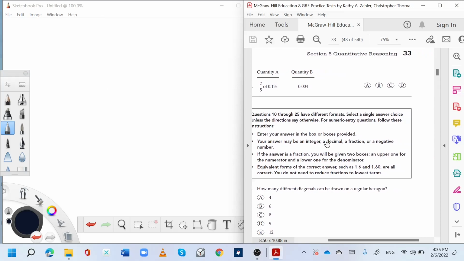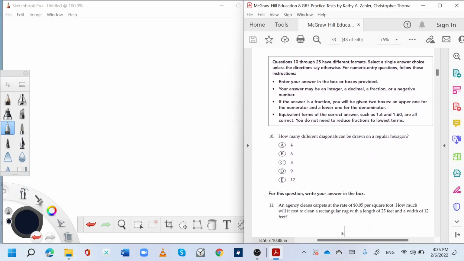All right, maybe they'll get more difficult here. Questions 10 through 25 have different formats. Select a single answer choice unless the directions say otherwise. For numeric entry, questions follow these instructions. Enter your answer in the box or boxes provided. Your answer may be an integer, decimal, fraction, or negative number. If the answer is a fraction, you will be given two boxes, an upper one for the numerator and a lower one for the denominator. Equivalent forms of the correct answers, such as 1.6 and 1.60, are all correct. You do not need to reduce fractions to lowest terms.